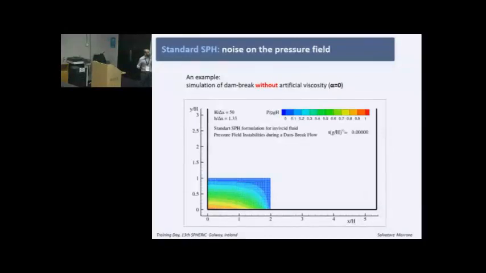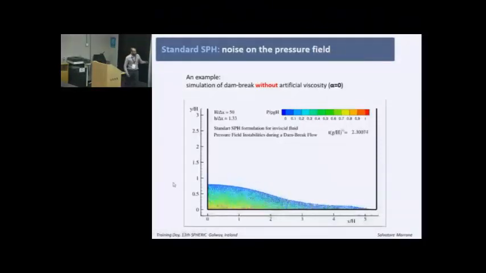So we are unstable in the sense that, for example, I'll show you directly this simulation. This is a simulation of the dam break without artificial viscosity. So we have no dissipative terms. So we have just the initial mechanical energy, that is potential energy, and then we have kinetic energy and compressible energy.